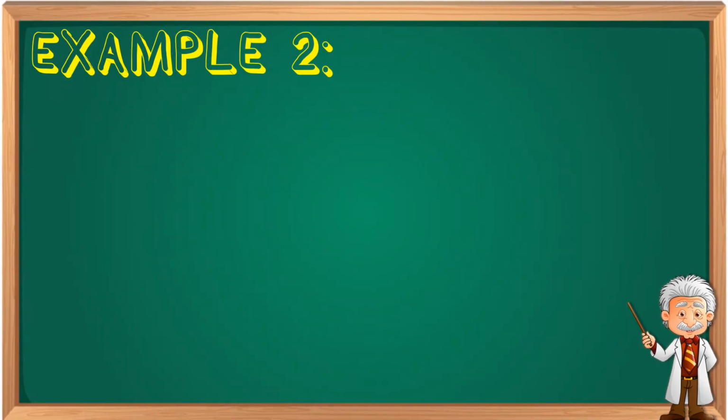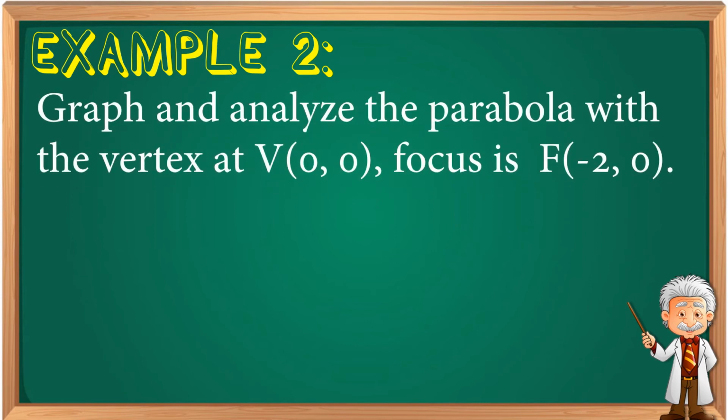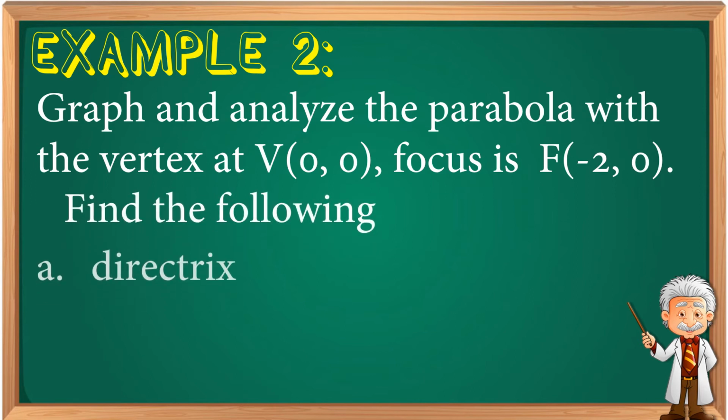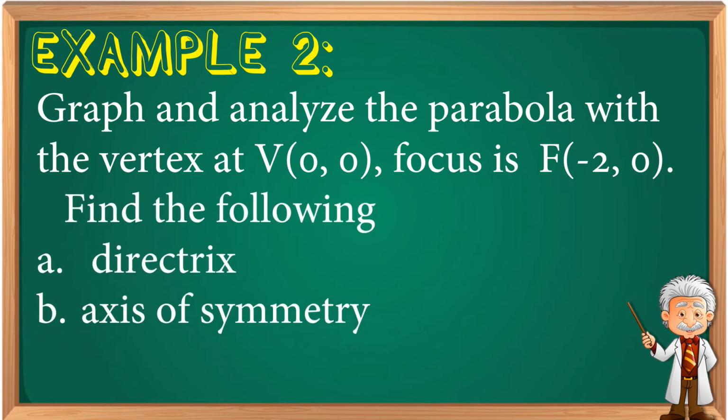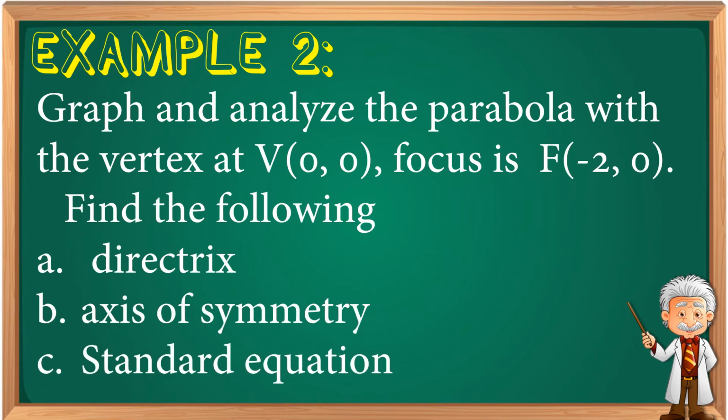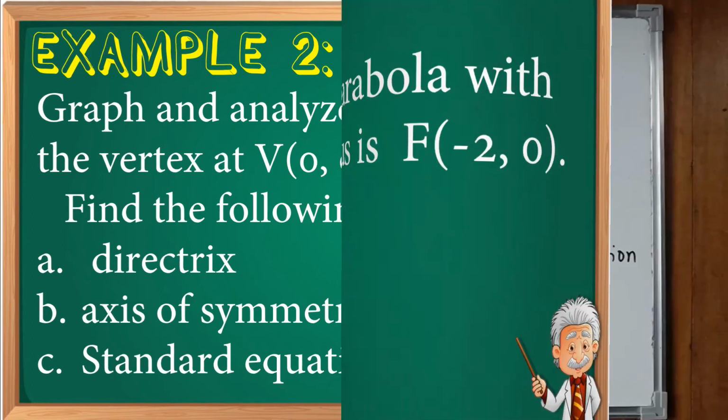Let's have example number 2. Graph and analyze the parabola with the vertex at V(0, 0) and focus at F(negative 2, 0). Find the following: A, directrix; B, axis of symmetry; and the standard equation of the parabola. So we're going to graph and analyze, and of course, find the following.